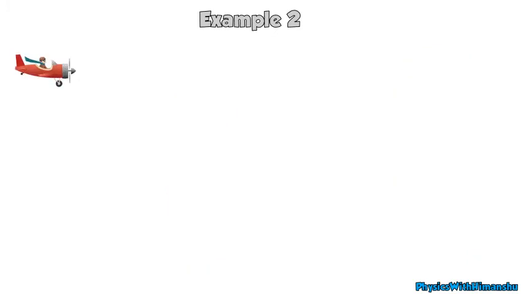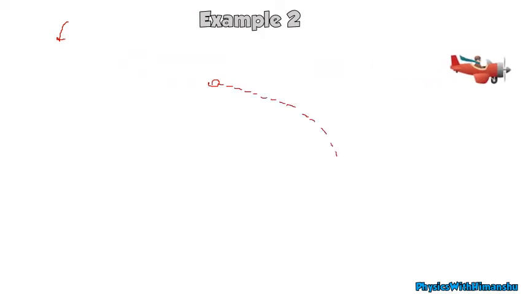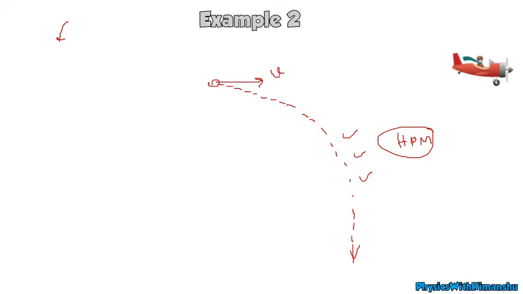Okay, suppose we have an aeroplane which is moving in horizontal direction, and suppose the person releases some object from here. So the object will travel in this way. This will be the motion of the object. So this is horizontal projectile motion. And what will be the initial velocity? The initial velocity will be same or equal to the velocity of the aeroplane.